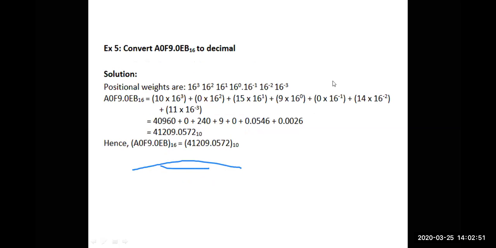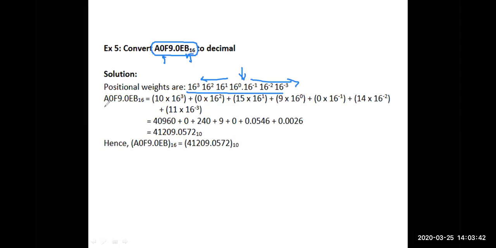So the next thing is, I'm going to give you one more example for hex to decimal number. Here you can see there is a hex number A0F9.0EB16. It has both an integer part and a fractional part. So how many positional weights will there be? We will have seven positional weights, four on the left side for the integer part and three on the right side for the fractional part. The same thing is done.